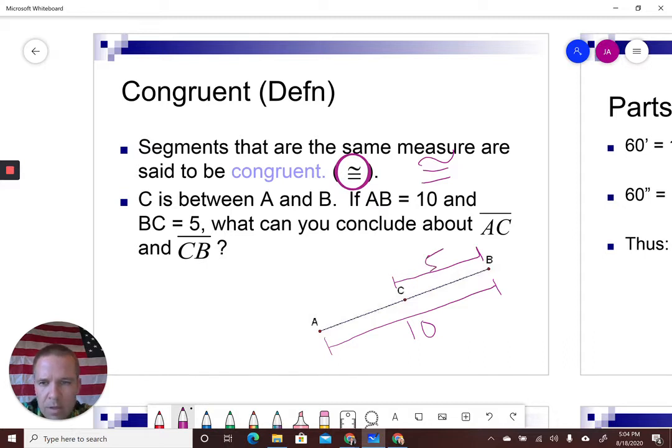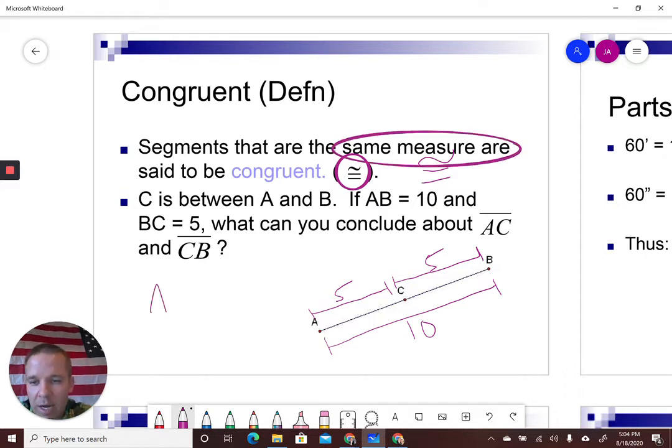Okay. What can we conclude about AC and CB, or BC? So we're talking about these two right here. Well, if the whole thing's 10 and that guy's 5, then isn't this 5? So do AC and BC have the same length? And if they have the same measure or same length, they are said to be congruent. So we would write segment AC is congruent to segment CB.